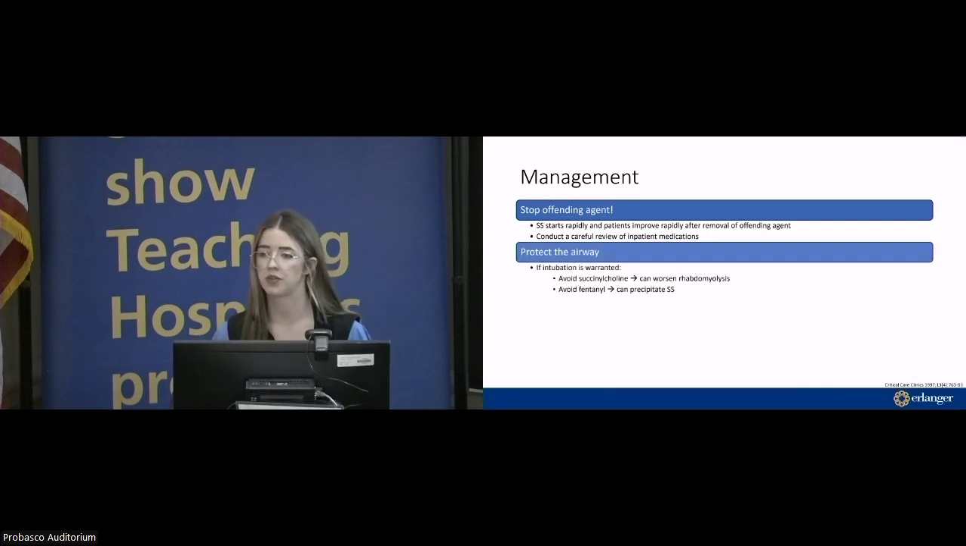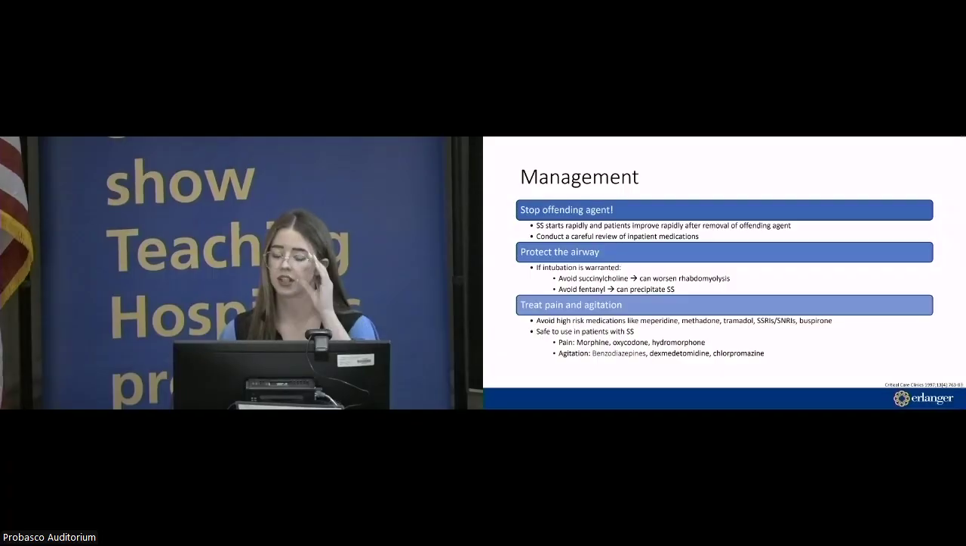Intubation may be required for severe agitation, hyperthermia, or respiratory compromise, but you want to avoid using succinylcholine due to the risk of worsening rhabdomyolysis, and you want to avoid using fentanyl because of its serotonergic properties. For pain control, you want to choose opioids with minimal serotonergic activity, such as morphine, oxycodone, or hydromorphone. For agitation, benzodiazepines and dexmedetomidine are preferred.